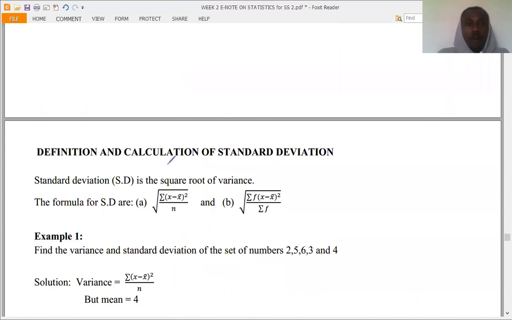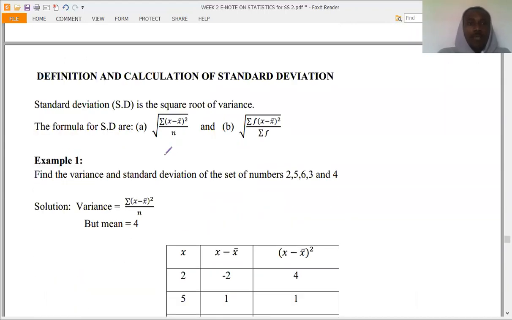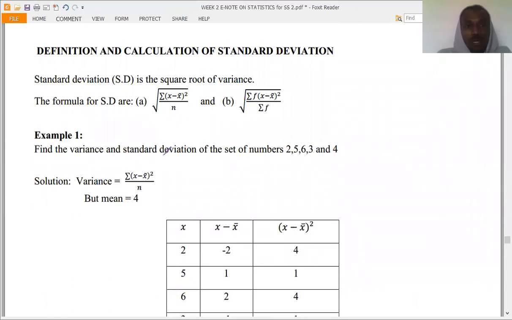All right, next. We're looking at the definition and calculation of standard deviation. Standard deviation is the square root of variance. Very simple. If you can calculate the variance successfully, then take the square root of the variance, and that will give you the standard deviation. Very, very easy.